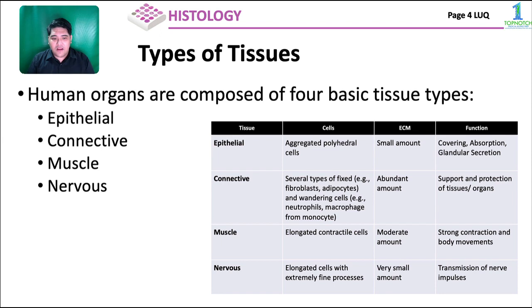But you have here your elongated contractile cells. And what is the function? Strong contraction and body movement. Then nervous naman, elongated cells with extremely fine processes like your dendrites. Very small din ang amount ng iyong ECM at ang function nito ay transmission of nerve impulses. Very easy lang. Review lang naman ito, guys.